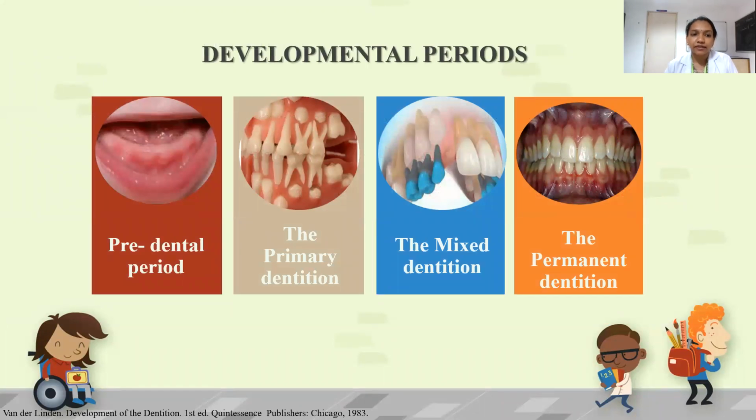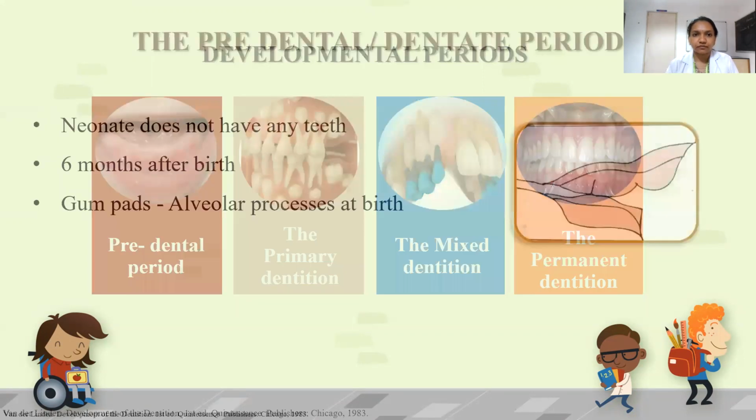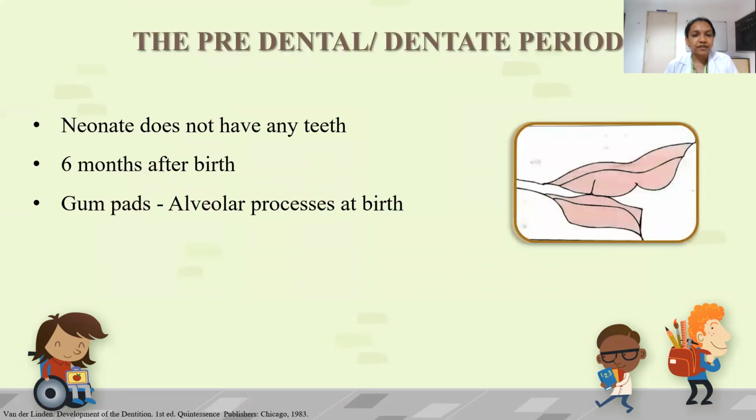Self-correcting anomalies are present in all the stages of development of dentition from pre-dental period to the permanent dentition. So now we are going to see what are the self-correcting anomalies present at each stage of development of occlusion and how they get corrected in brief. The pre-dental period or the pre-dentate period. In this period, the neonate does not have any teeth, and the alveolar process at the time of birth is known as gum pads.